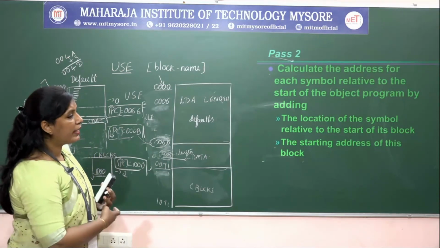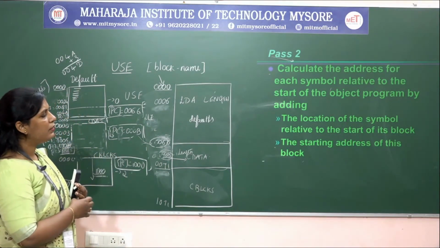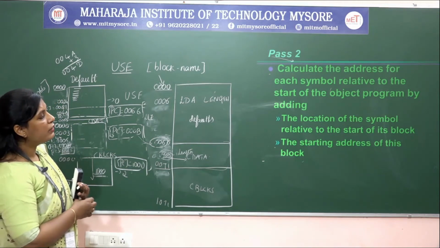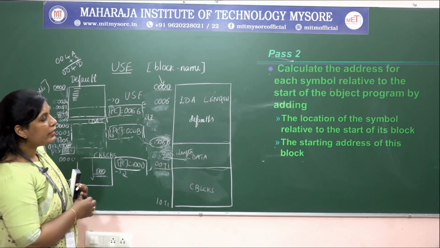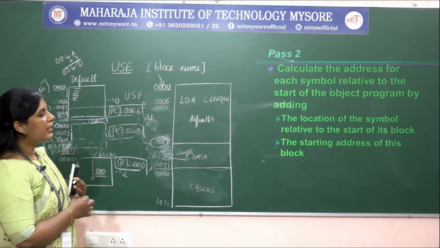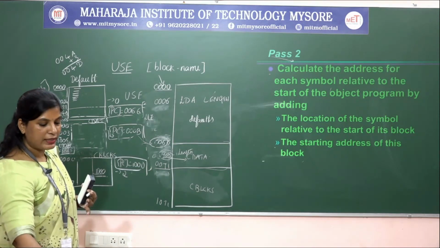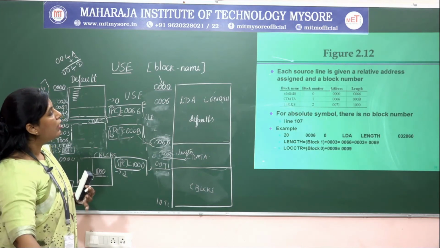During pass 2, it is going to calculate the address for each symbol relative to the start of the object program, by adding the location of the symbol relative to the start of its block and the starting address of this block. For example, I'll take the same example.